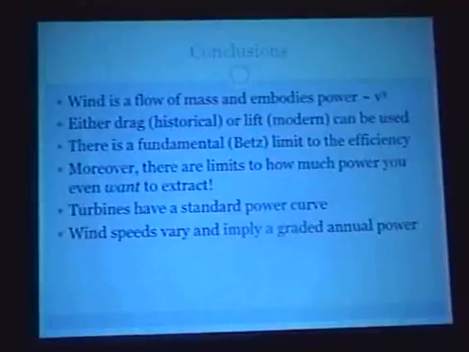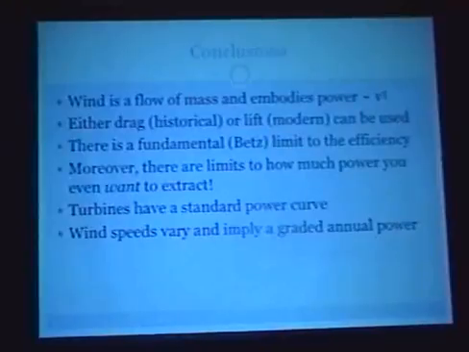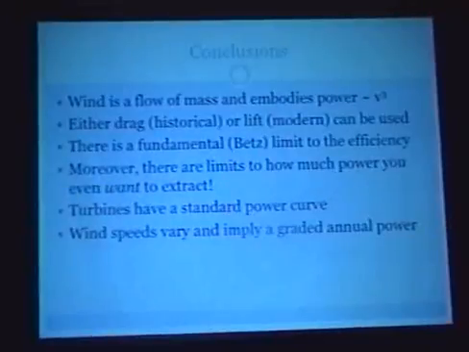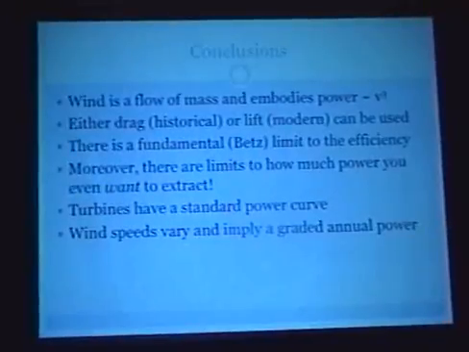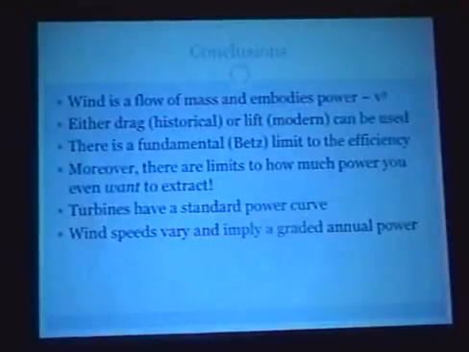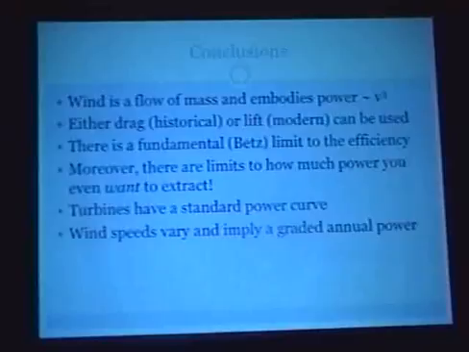That's around 60%. But moreover, there are limits to how much power you even want to extract, because your generators and your mechanical structures have limits. The Betz limit may be a fun thing to think about, but in practice, you also have mechanical considerations. Because of that, these turbines have a standard power curve where they reach some rated output. And based on that power curve and the probability distribution of the wind speeds, you can come up with statistics about how effective a given turbine is at a given site.